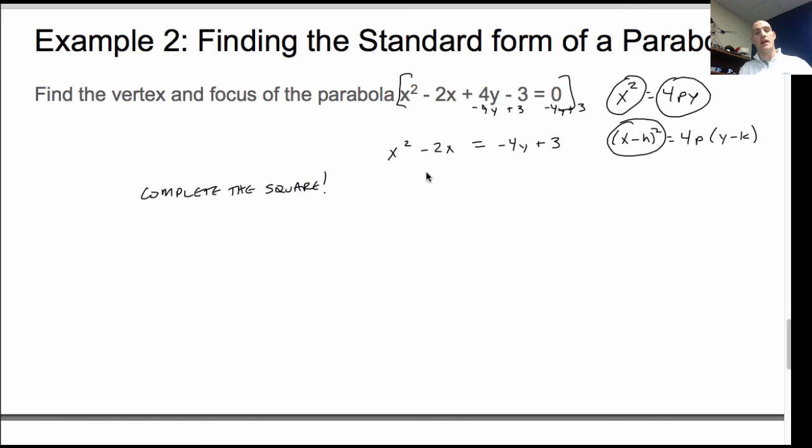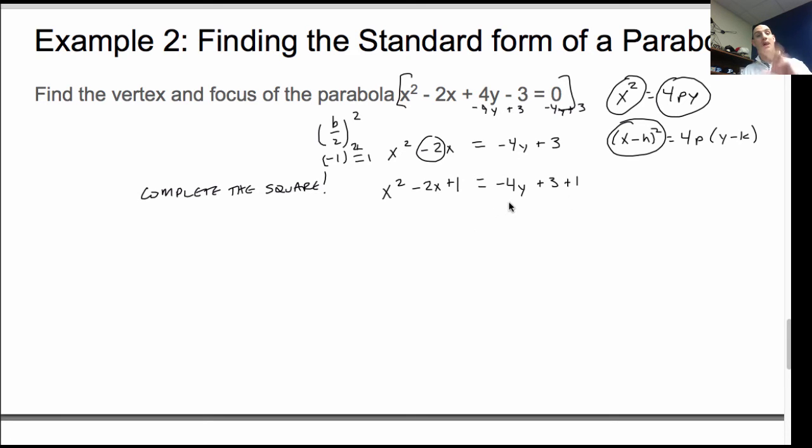Because I don't have that terms. A square is going to have like that x squared and then an x term and then a constant term. And so this is my b. So I do b over 2 squared, which is negative 1 squared. So I'm going to have x squared, so it's going to be equal to 1, minus 2x plus 1. Well, remember, if I'm going to add that to one side, I got to add it to the other side, equals minus 4y plus 3 plus 1.